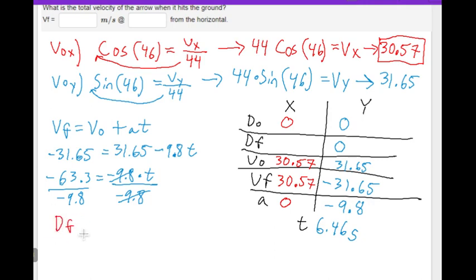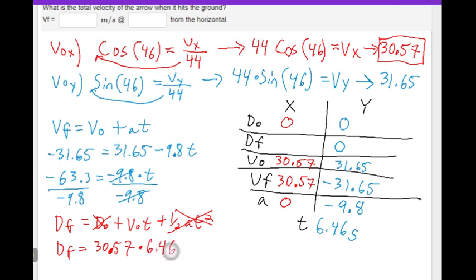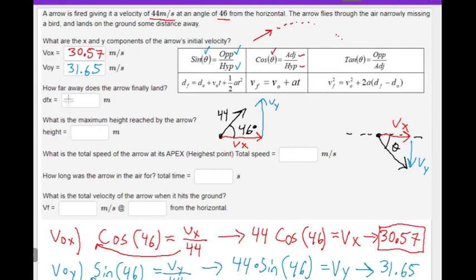Okay. Now that I have the time, I can go ahead and solve for distance final in the x. I know that df in the x is equal to do plus vot plus 1/2 at squared. All of this is in the x, and because it's in the x, acceleration is 0, initial distance is 0. So df is really just equal to vo, which is 30.57, times our time, which is 6.46. Multiply those two things together, and you find out that the final distance should be 197.43. So let's add that up here.